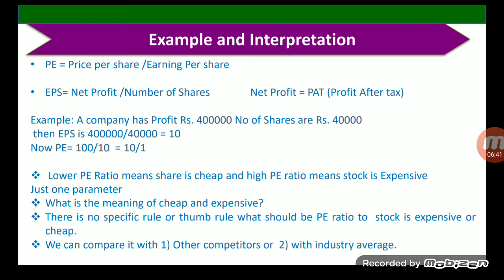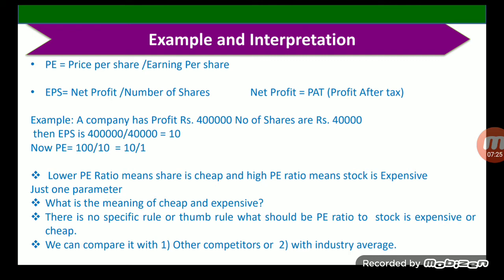It is just one parameter to identify this, and we should not depend on only this parameter. We should check all the parameters. So what is the meaning of cheap and expensive? There is no specific rule or thumb rule about what should be the ideal P ratio, or that below this limit the P ratio is lower, or above this limit the P ratio is higher. So whether the stock is expensive or cheap, we cannot decide on the P ratio alone.